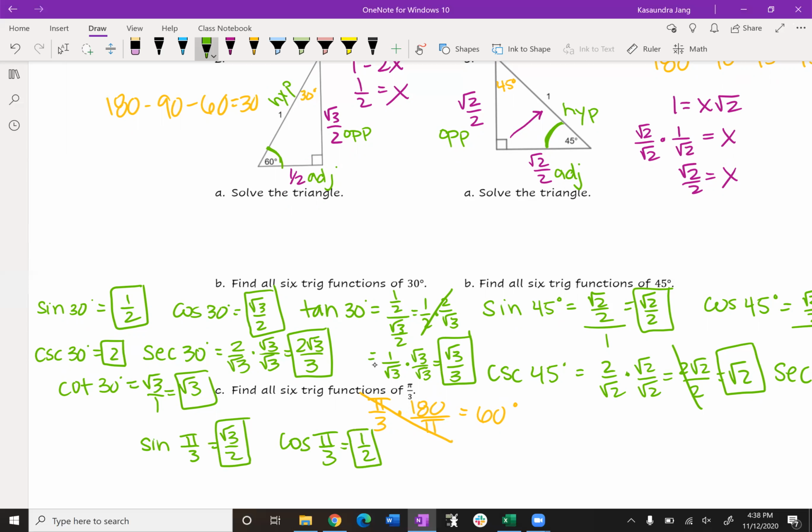And then my tangent of pi thirds, or tangent of 60 degrees, same thing, is opposite over adjacent. So root 3 over 2 divided by 1/2, which if I simplify this, I'll multiply by the reciprocal of 1/2, so I multiply by 2 over 1, and this ends up as a root 3. All right, so I found my 3 main trig functions.